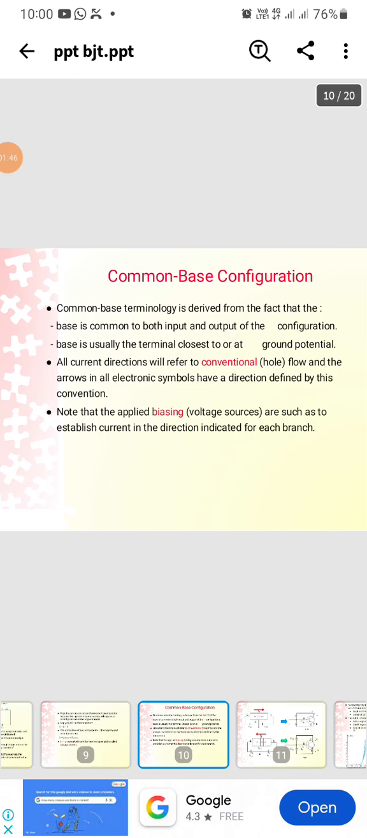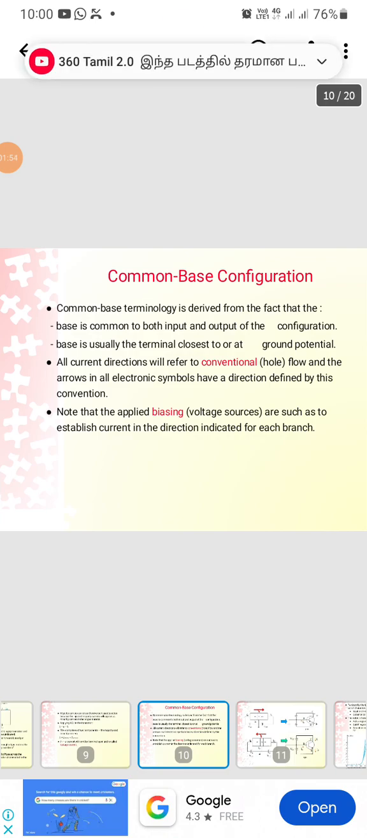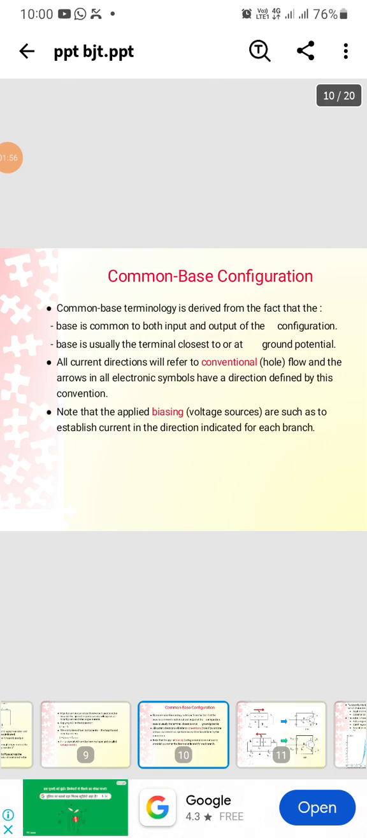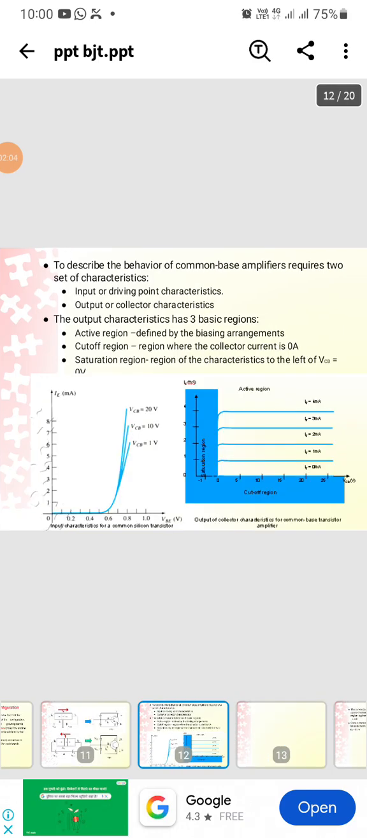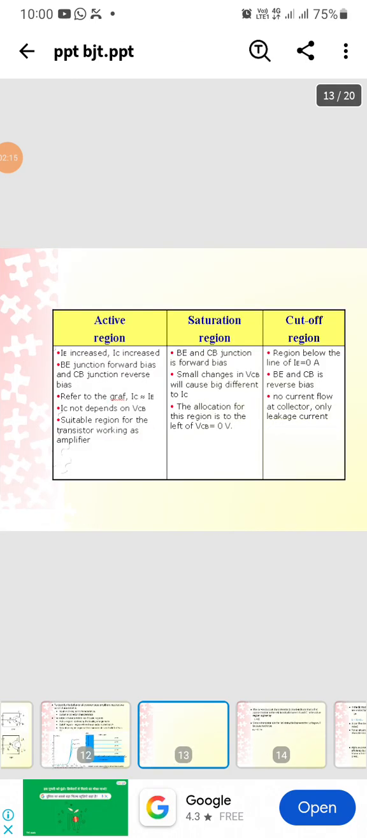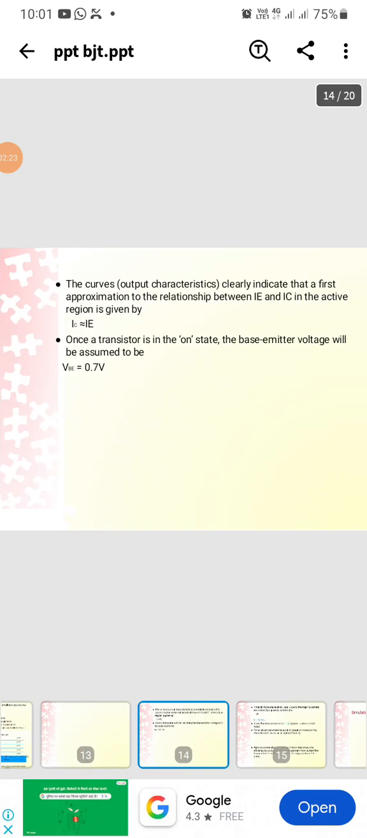Here, in the common base configuration, the base is common to both input and output, with conventional hole flow across the electronic symbols in the direction defined by convention. Note that the biasing of the voltage sources is established in the direction indicated for each branch. To describe the behavior of the common base amplifier, we use the input or driving point characteristics and the output or collector characteristics. Here the active region, cutoff region, and saturation region are shown, and their functions are detailed in this tabulation.